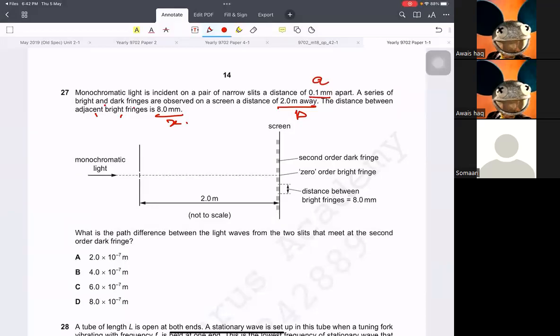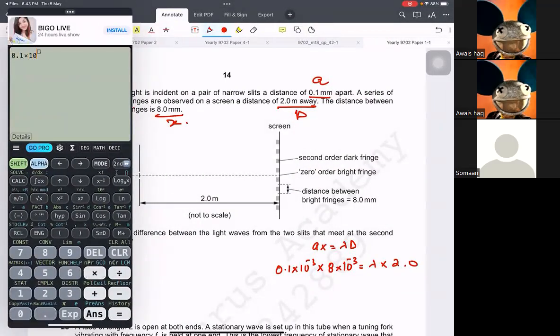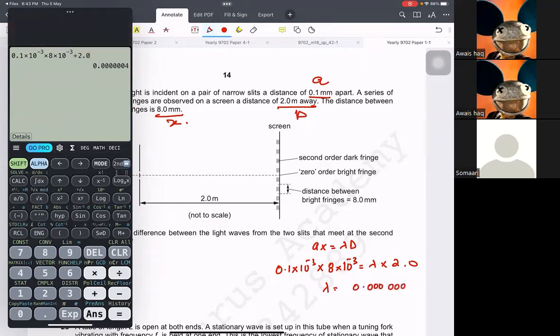So first of all, we would want to find the lambda. Ax equals lambda D. So A is 0.1 times 10 raised to minus 3, X is 8 into 10 raised to minus 3, and D is 2. Let's try to find this. So lambda comes out to be 0.0000004, I think. So 4 into 10 raised to power minus 7.